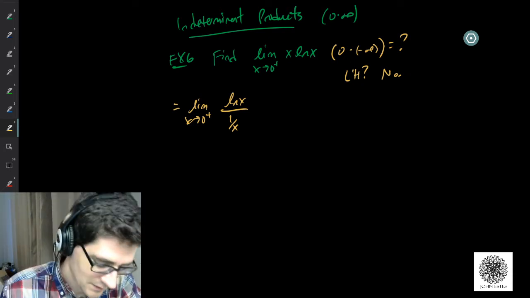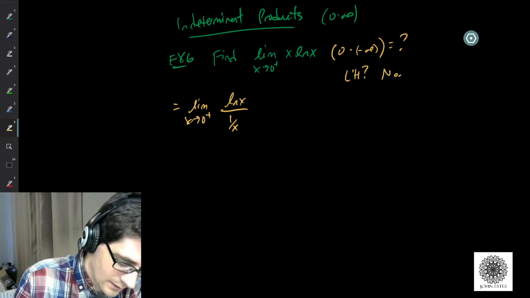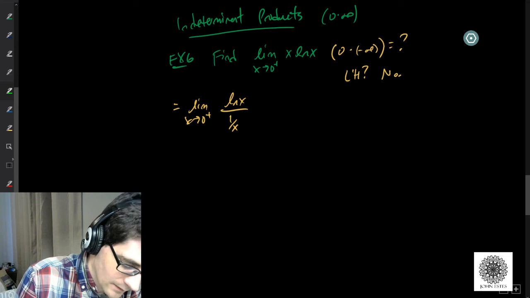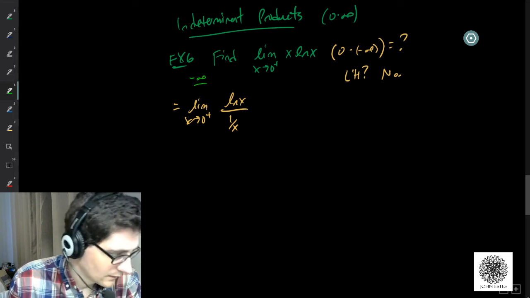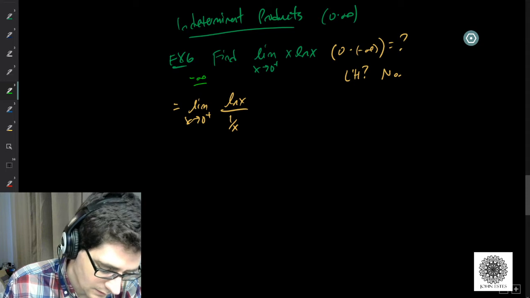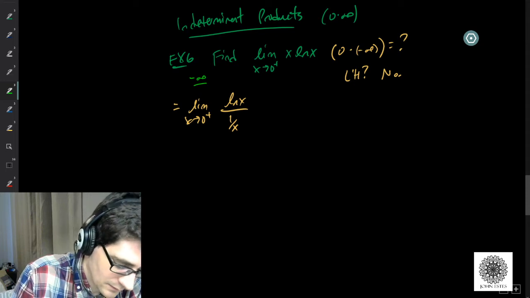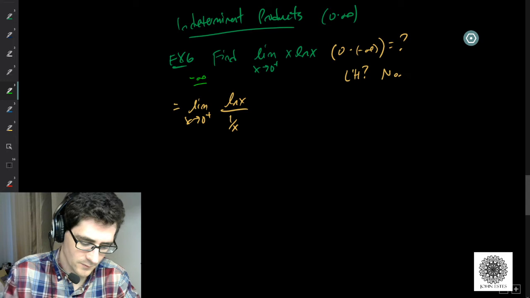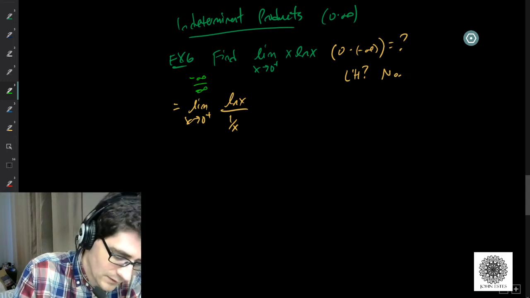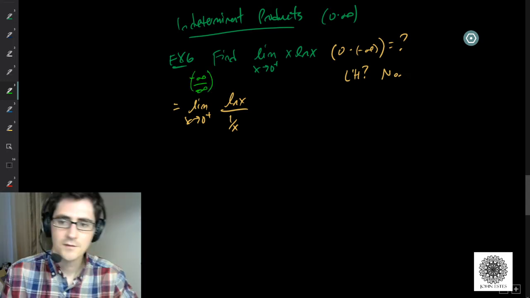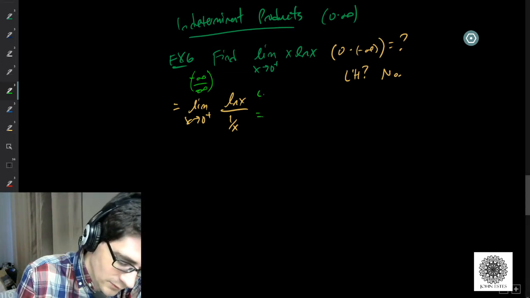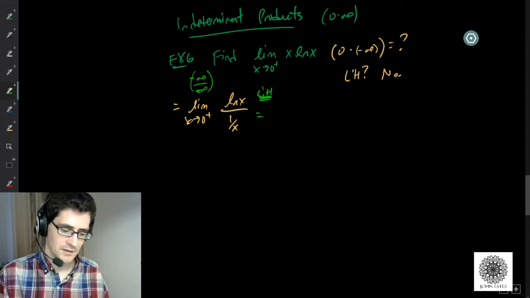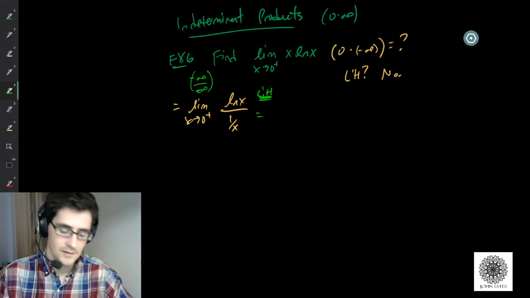And what happens now as x approaches 0? In the numerator, we know we go to negative infinity. In the denominator, coming from 0 from the right, I'm going to infinity. This is an indeterminate form, so I can use L'Hopital's rule here. All right, so we're going to use L'Hopital's rule. This manipulation allowed me to get into one of the forms that I knew already.